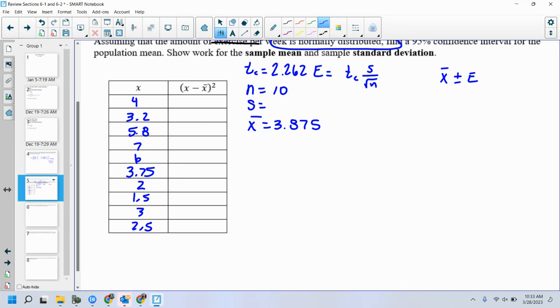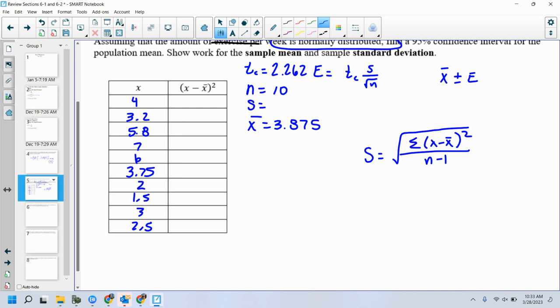Now, I wrote x minus x bar squared. Is that what I need? It is what I need. x minus x bar squared. How do I know I need that? Sample standard deviation, because this is a sample, right? Sample standard deviation says S is equal to the square root of the sum of x minus x bar squared divided by n minus 1. Yeah, that's my formula. That's from chapter 2, sample standard deviation.